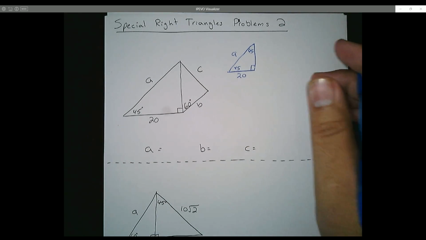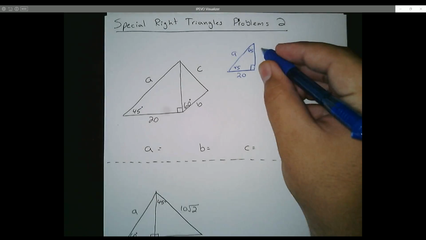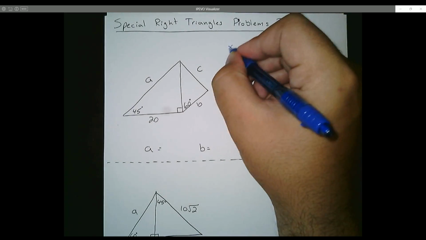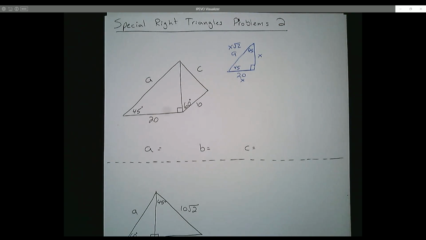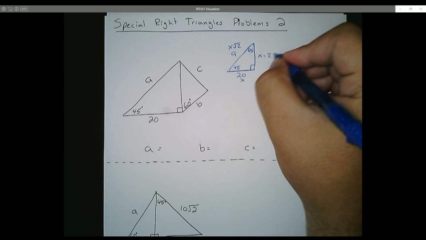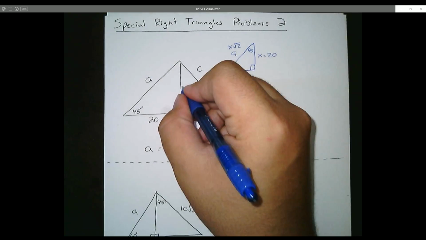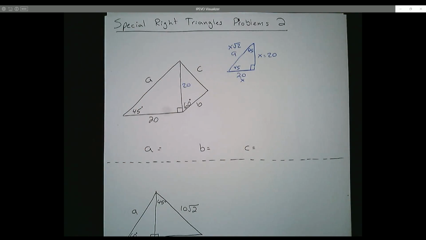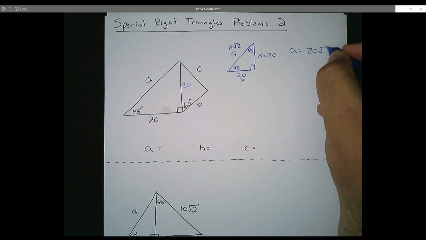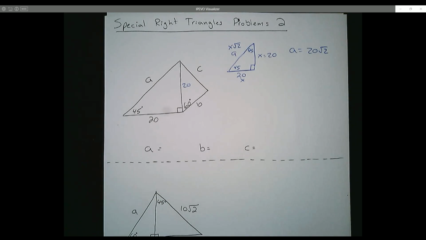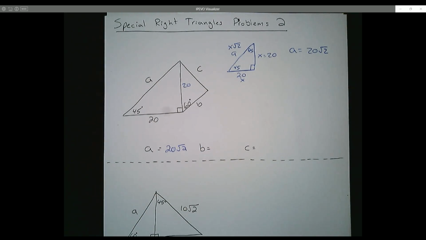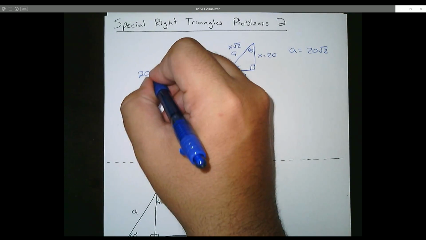Since it's a 45, 45, 90 triangle, we know that our legs are equal to x, and our hypotenuse is equal to x square roots of 2. So we're going to plug those values in. Since we know x is 20, this also has to be 20. That means right here we have to be sitting at 20 as well, and A then has to be 20 square roots of 2. So we've actually solved for that first side. We just plugged in our variable, 20 square roots of 2. If you want to, you can plug it in up here as well.